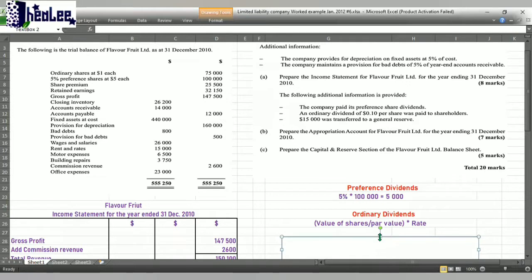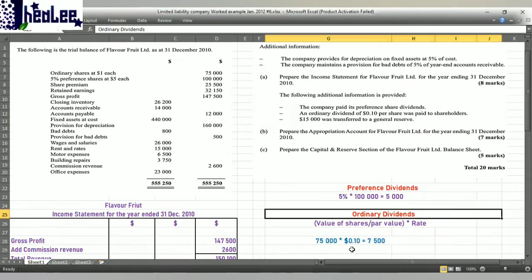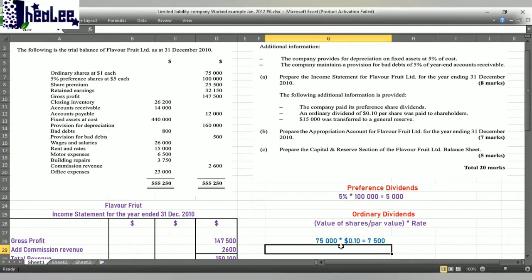So based on calculation, our ordinary share dividend is 7,500. So that is the 75,000 times the 10 cents, equal to 7,500. Additional information for the appropriation account: 15,000 was transferred to a general reserve. And there are other reserves that may come up in the question, such as foreign exchange reserve. So those would be a part of the appropriation account.